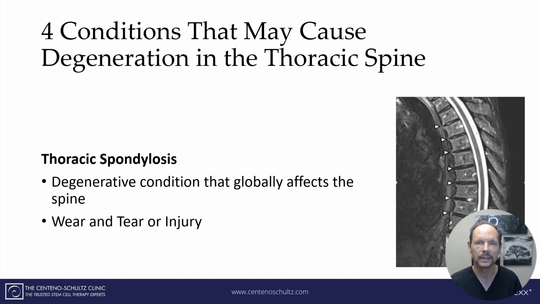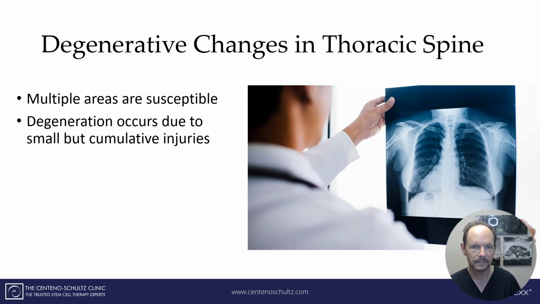And then the fourth condition that contributes to thoracic spine degeneration is what's called thoracic spondylosis. It's basically a global degeneration of the many different parts of the thoracic spine. So, in summary, degenerative changes in the thoracic spine are a result of injury to multiple different areas. We talked about those: the disc, the facets, the ligaments, and the joints. The degeneration can be small, but it's the cumulative process that, more likely than not, leads to the degeneration and can keep you or a family member on the sideline.